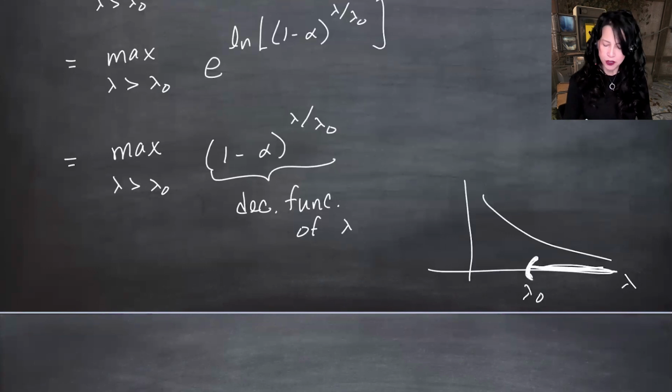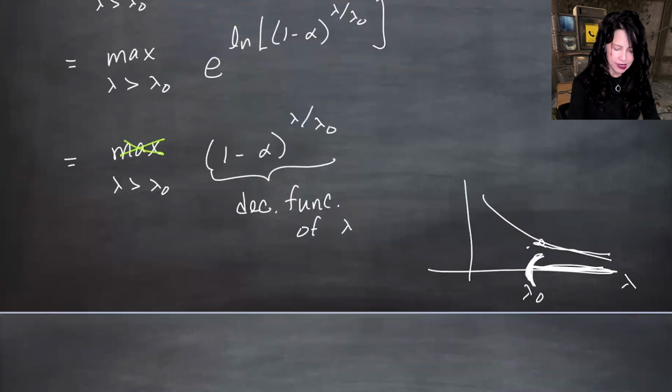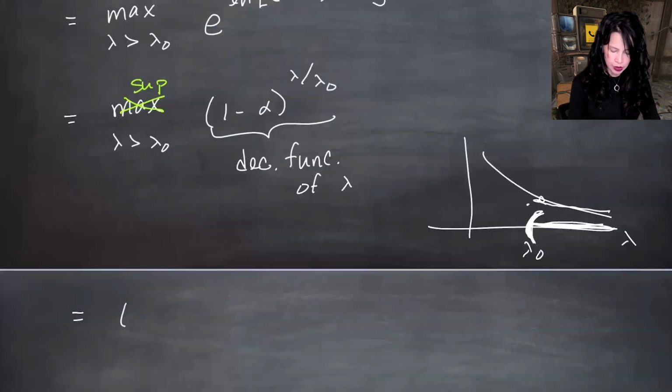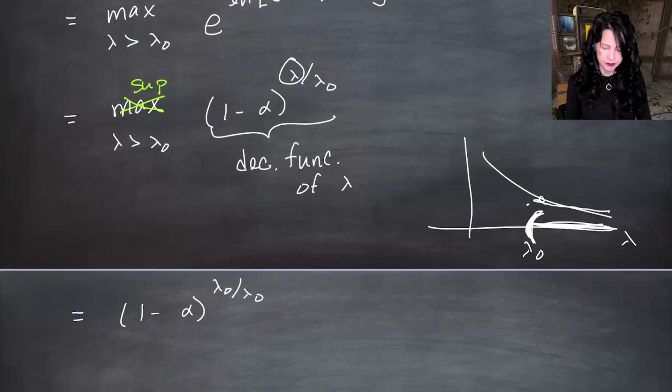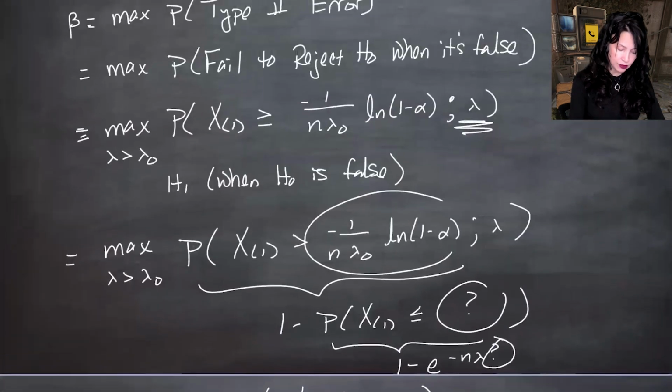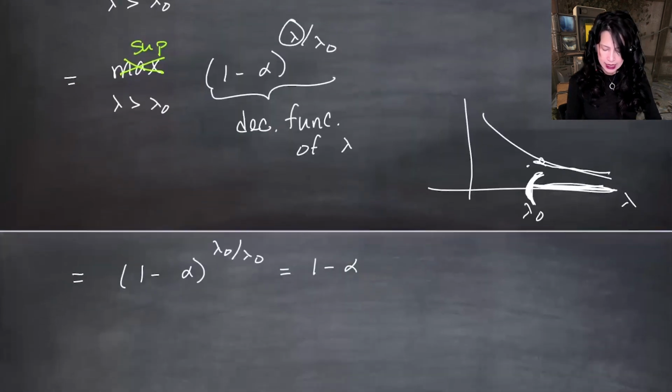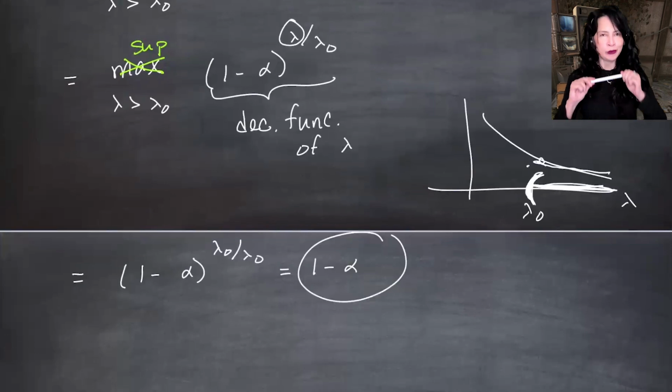This is actually where you need a supremum, because if this is an open interval, then the maximum is not in the interval. So it's okay if you keep writing max. Technically, this is a sup or supremum, and you get that when you plug in lambda equals lambda naught. So we get cancellation, we get 1 minus alpha. So our beta is 1 minus alpha.